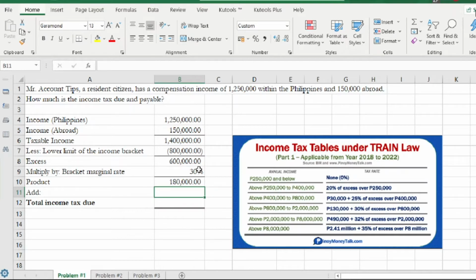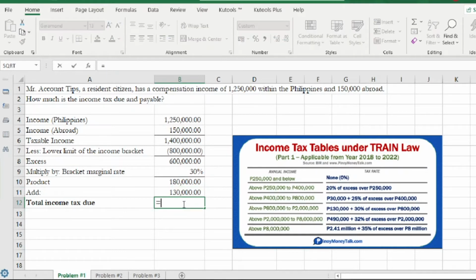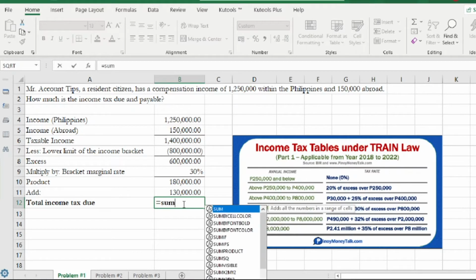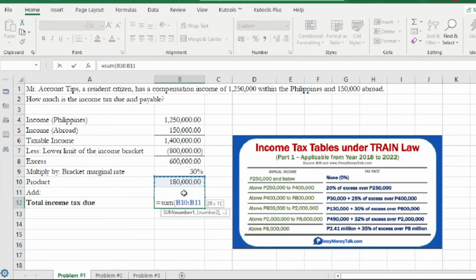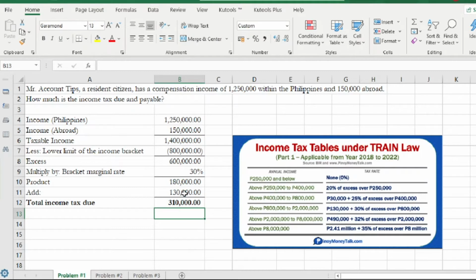Because we now already computed for the 180,000, the last thing that we have to do is to add this amount to 130,000, following the income tax table. So input the amount, which is 130,000, and now we just have to add these two amounts. So the income tax due for Mr. Account Tips having a taxable compensation income of 1,400,000 is 310,000. Sounds easy, right? Let's try the next problem in the next sheet.